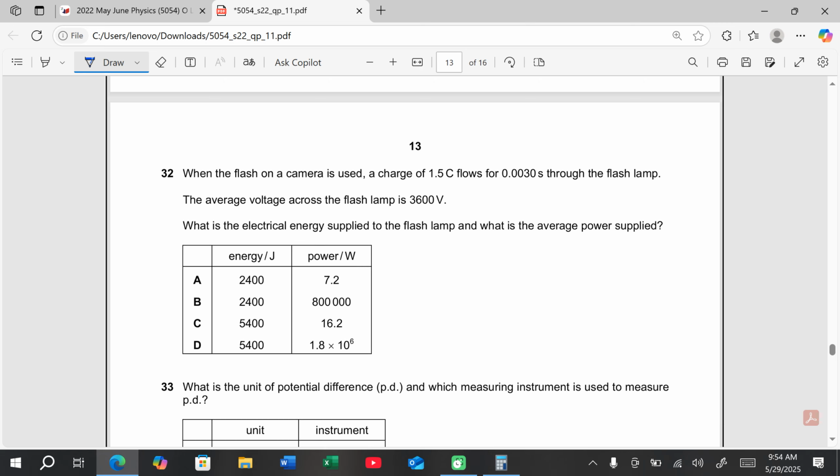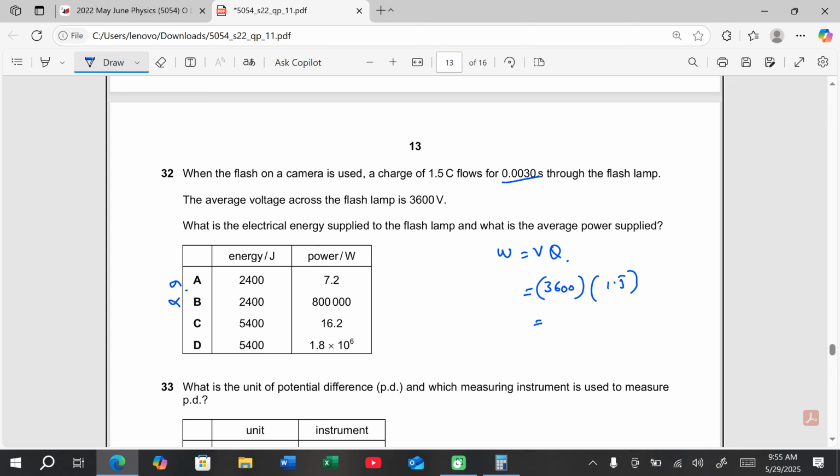When a flash lamp is used, a charge of 1.5 coulombs flows through in this time. The average voltage across the flash lamp is this. What is the electrical energy supplied? Okay, electrical energy. Energy W is equal to VQ. V is 3600. Q is 1.5. So that's going to give you 5400. So either it's C or D.